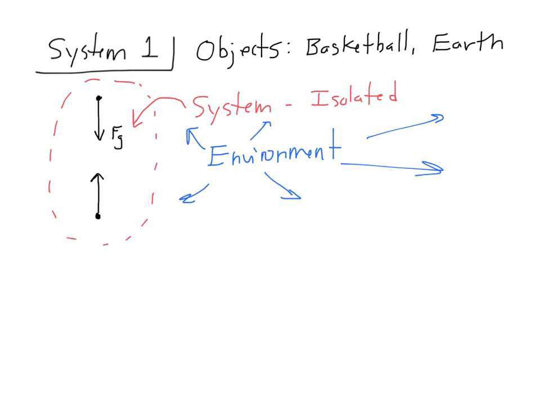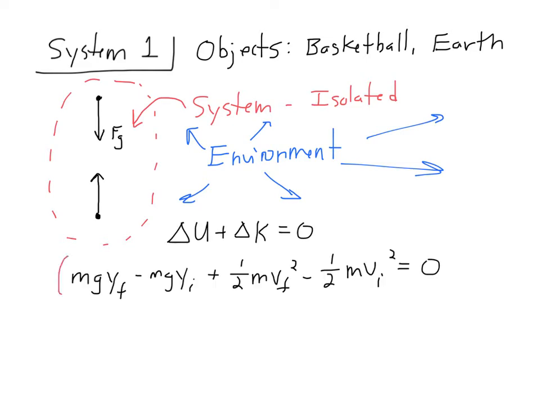Okay, so if I write my conservation of energy equation, I have no external work being done because the system is isolated. I have no internal energy change happening, and so I have only a change of potential energy and a change of kinetic energy. So it looks like this, so I'll expand that. Here's my change in potential energy. That's the potential energy of the system.